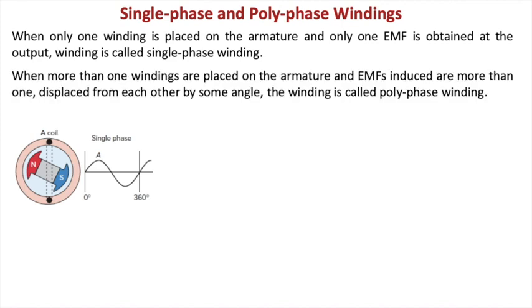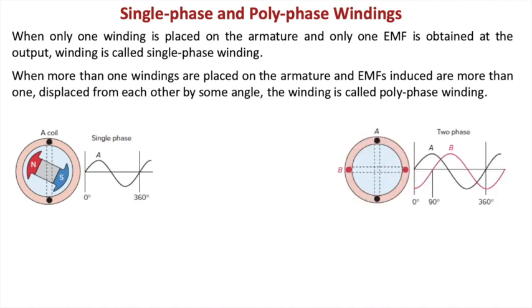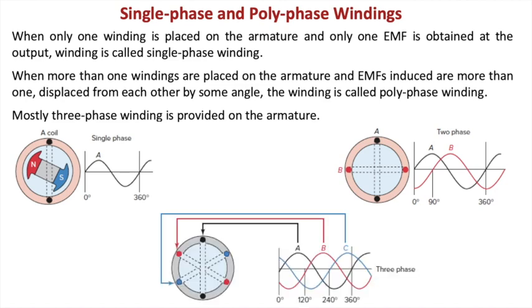When more than one winding is placed on the armature, the EMFs induced are more than one, displaced from each other by some angle. The winding is called the polyphase winding. For example, you can see a two-phase winding, which are displaced by 90 degrees from each other. Mostly three-phase winding is provided on the armature, and you can see the three-phase winding. The advantage of the three-phase winding is the equal distribution of the winding throughout the periphery of the armature.